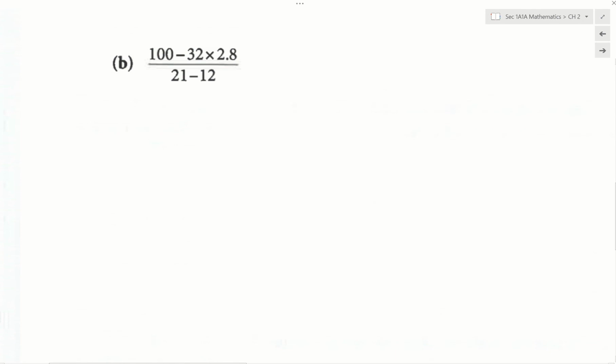Okay, part B, come on. Every single number, change it to 1 SF. Then you must show me the curly equal sign. Show me that you are doing some working.